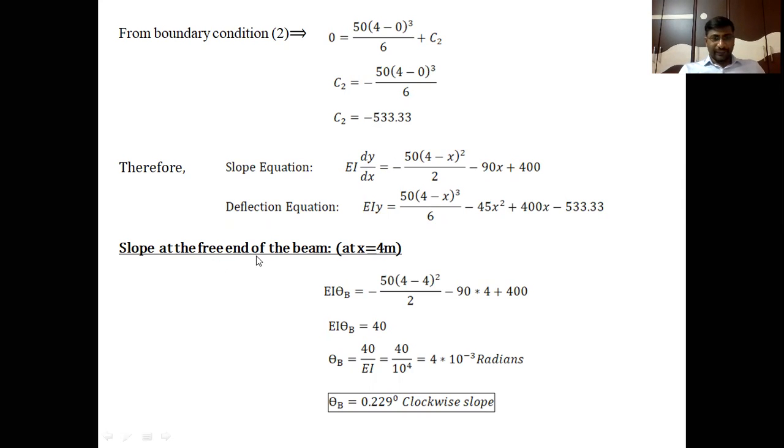So the slope at the free end of the beam is at x equal to 4 meters. In this equation, by substitution of x as 4 meters, EI theta B on the left hand side, dy by dx is written as theta.